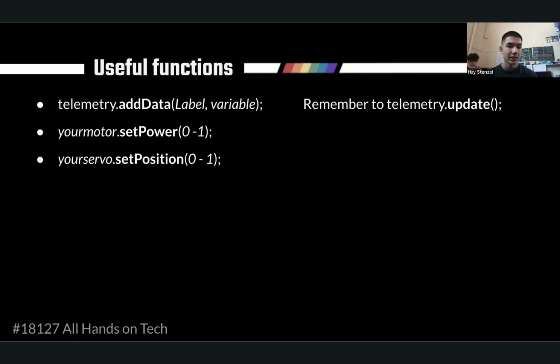And the same thing for servos, except setPosition. And then the numbers stand for their full ranges of motion. So -1 would be all the way in a certain direction, and then +1 would be all the way in the other direction. Unless your servo is in continuous mode, because some servos run continuously and they'll just act like a motor.